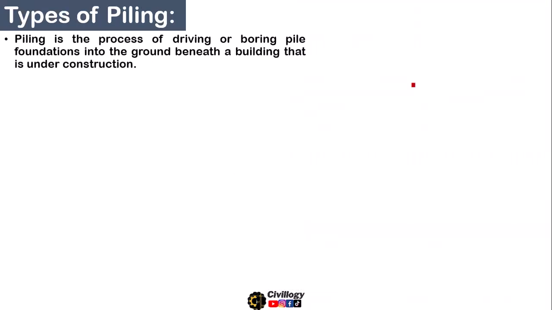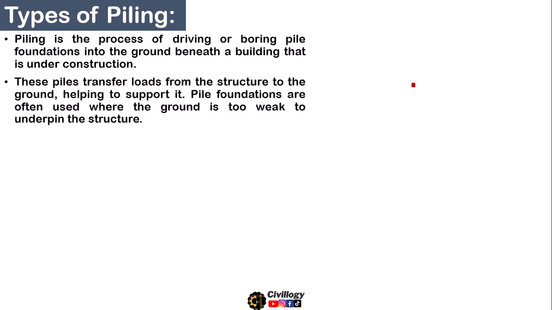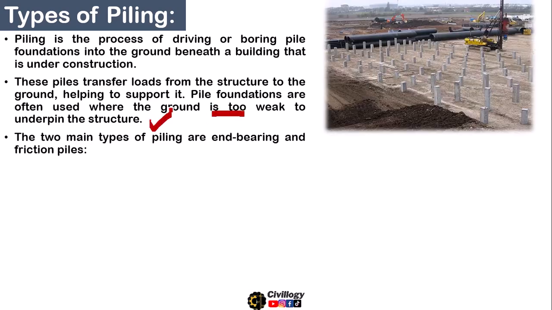Now let us discuss the types of piling. Piling is the process of driving or boring pile foundations into the ground beneath a building that is under construction. These piles transfer loads from the structure to the ground, helping to support it. Pile foundations are often used where the ground is too weak to underpin the structure. There are basically two main types of piling.